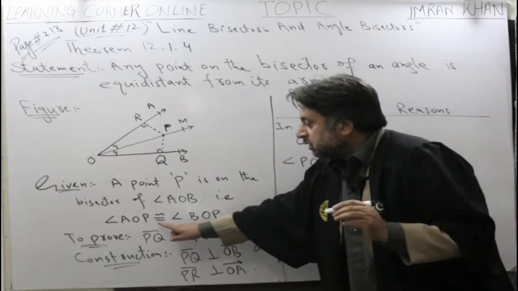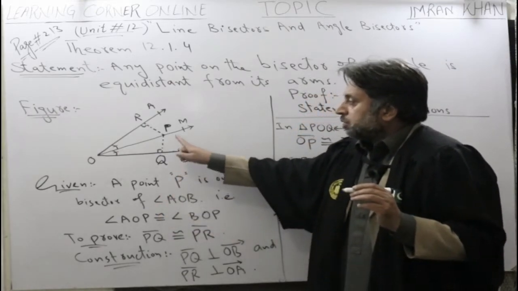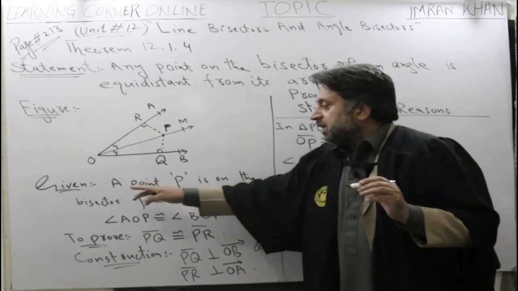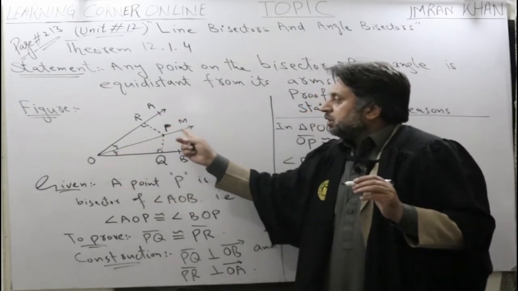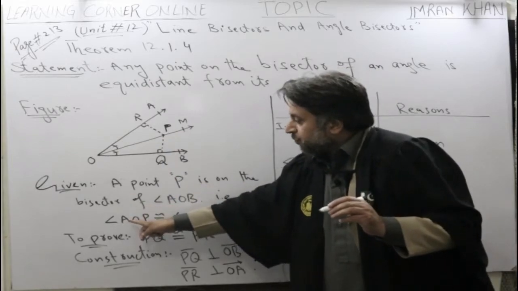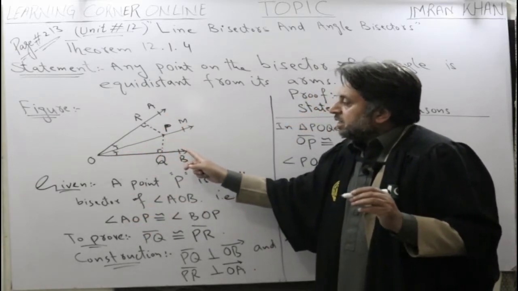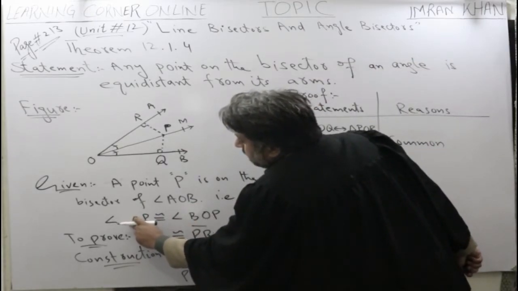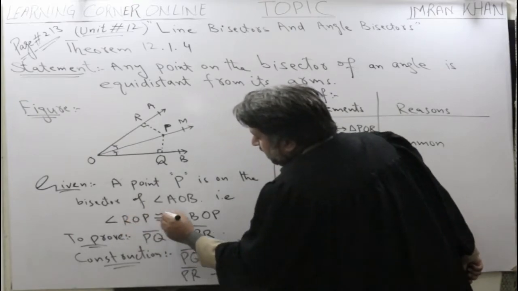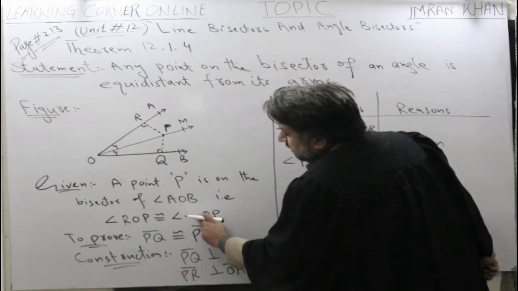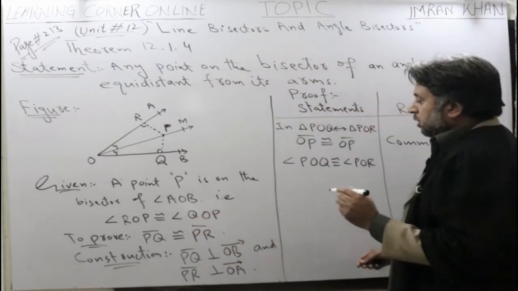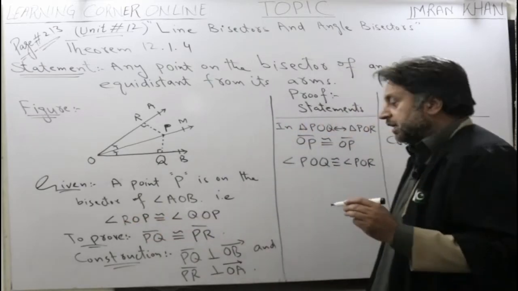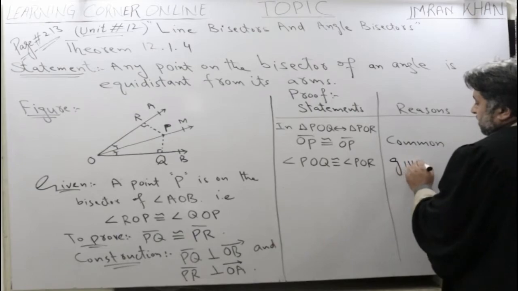Which is POQ and POR. The reason is given. Also we can say that AOP and BOP, instead of A, we can write R, so ROP, and instead of B, we can write Q, so QOP. QOP or POQ are the same thing. ROP or POR are the same thing. Which is given.